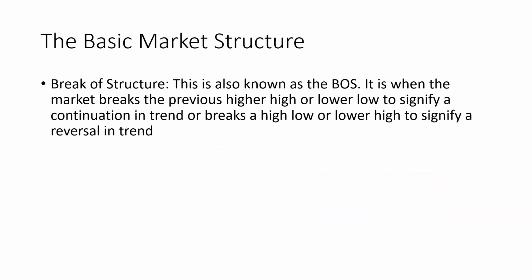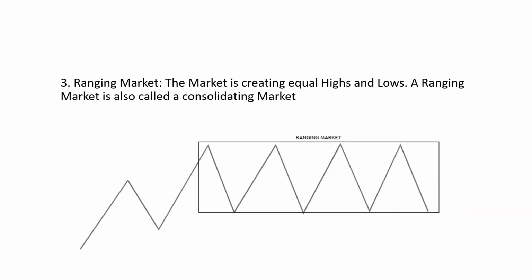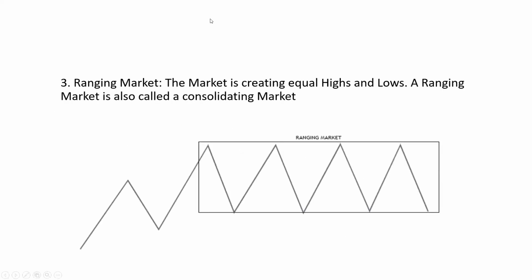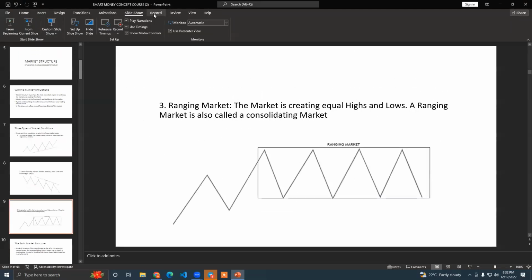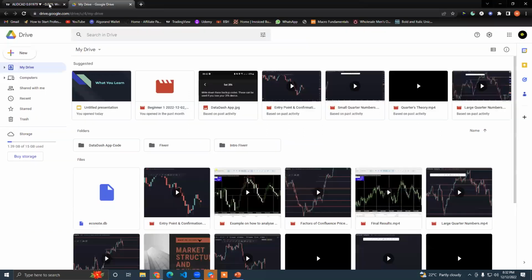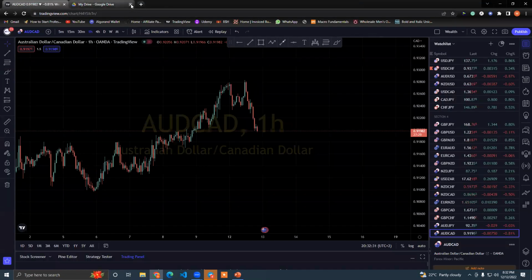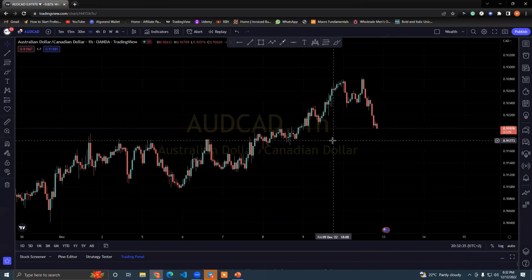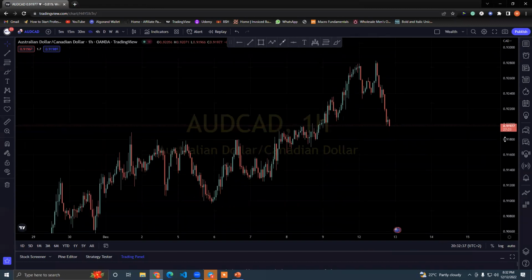Now, before we proceed, let me take you on the chart, on my investing.com chart, so that we can go through some of these powerful moves. All right. Can you all see my chart?